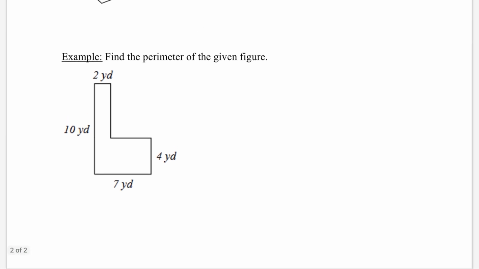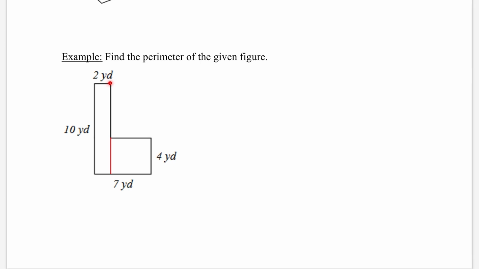Next example, I want to find the perimeter of this figure here. So if I take this side plus this side plus this side plus this side plus this side plus this side, I have the perimeter, and the unit is yards. So this is 2, this is 10, this is 7, this is 4, but I have no idea what this is, and I have no idea what this is. Okay, let's figure this out first, this one right here.